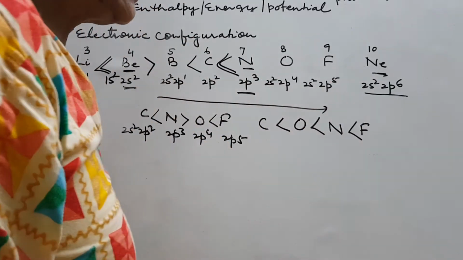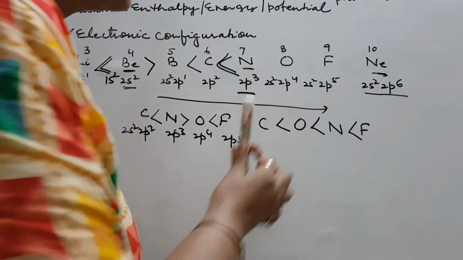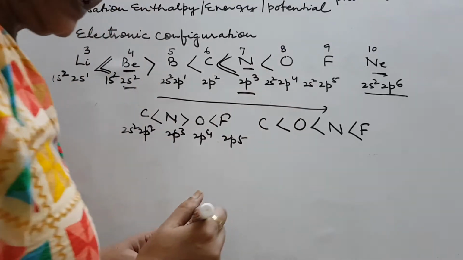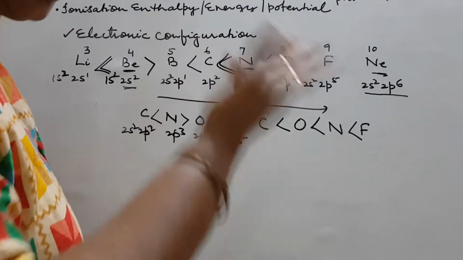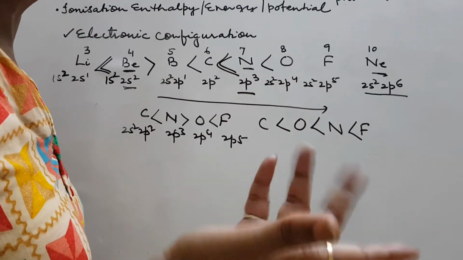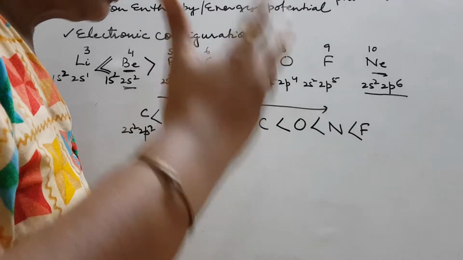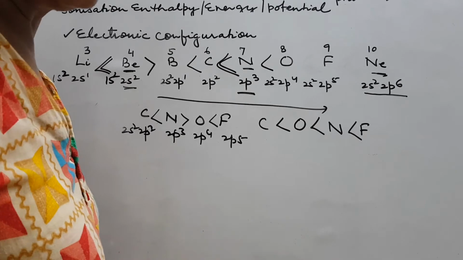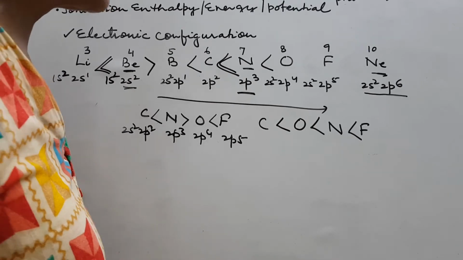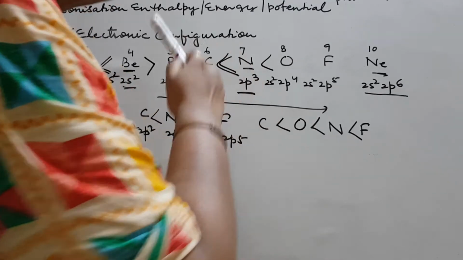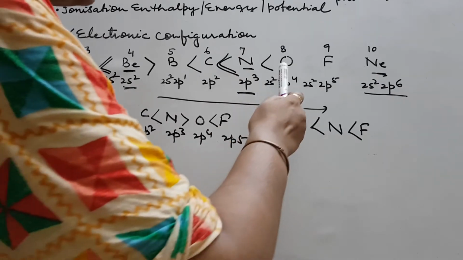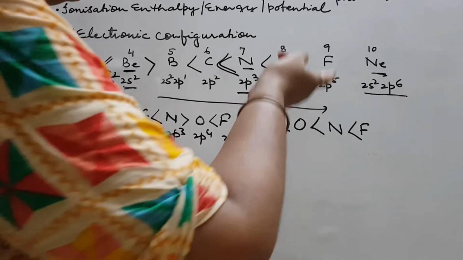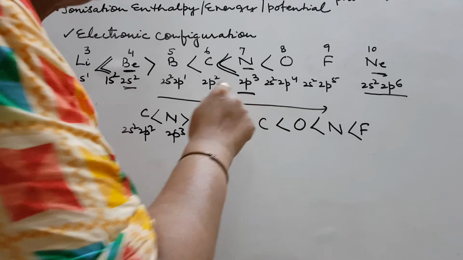We are moving left to right. No doubt size is smaller, so actually it should have a high IE value, because of the smaller size. But as I told you, configuration is a very important factor which governs IE. Actually, it was not so, children. It was only nitrogen which was found to have a high value as compared to oxygen, in spite of oxygen having a smaller size, because p3 is very stable.